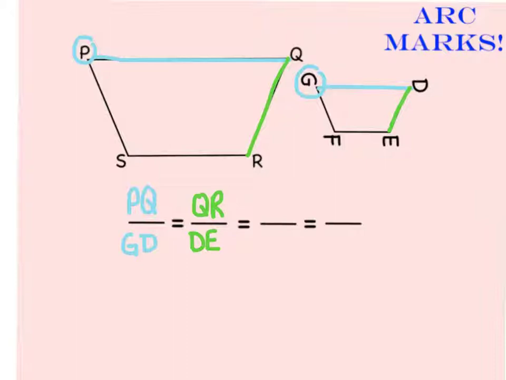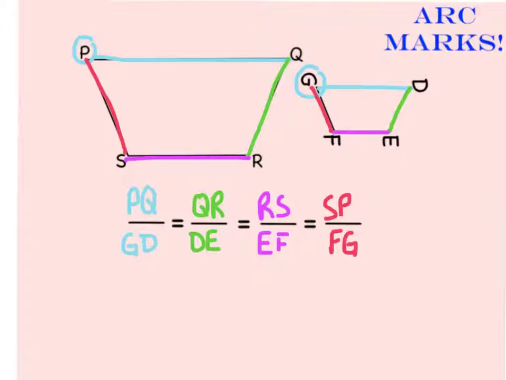Okay, then on my large figure, I'm going to go from R to S, and that's going to correspond with EF. And last but not least, SP is going to correspond with FG. Done.